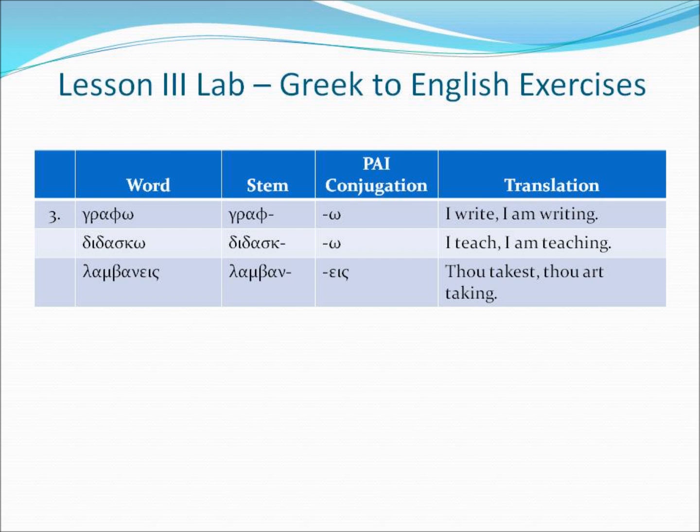Third word, lambanes. The stem is lamban. Conjugation is ace. O, ace, a. That's a second person singular. Translated, thou takest, thou art taking.